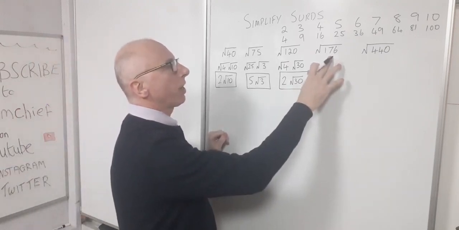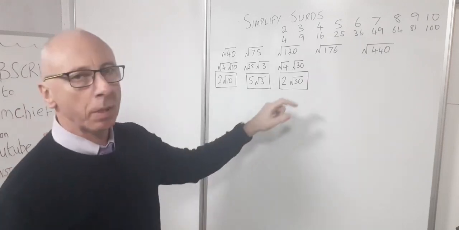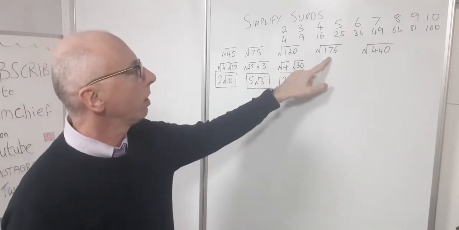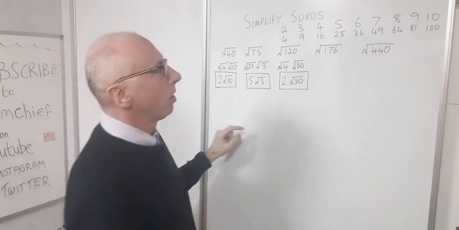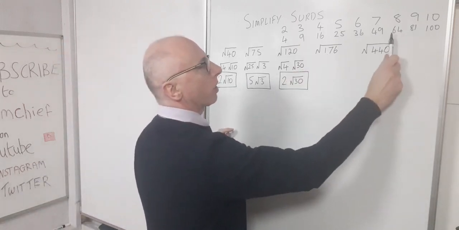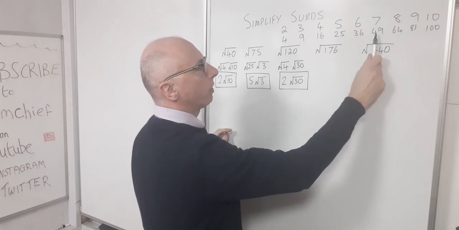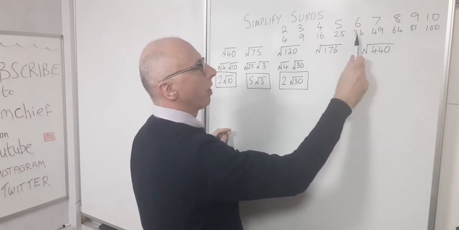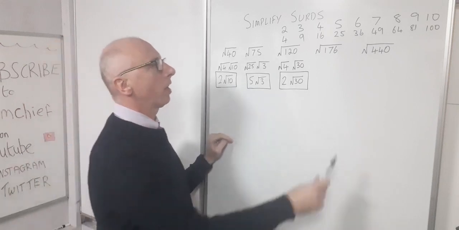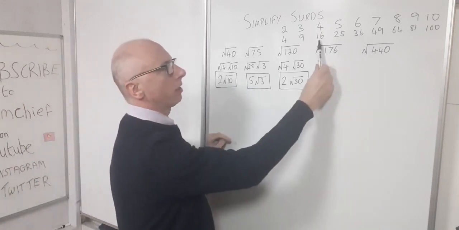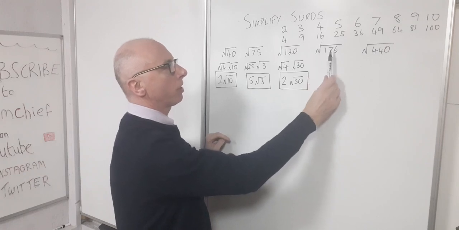Square root of 176. So this looks a bit more tricky. So we need a number that divides 176. Well, here and here is no good. 64 not quite. 49 no. 36 that's not quite. 25 definitely not. 16, well, 16 tens are 160 plus 16 is 176, so this is good.